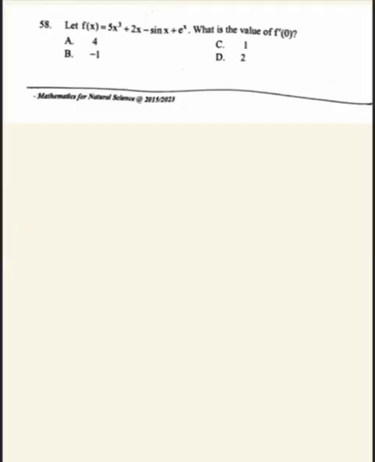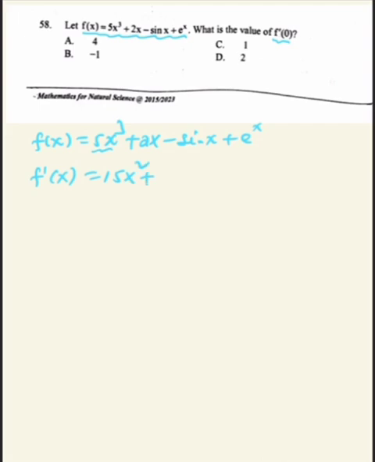58ኛው ጥያቄ ጋር ስንመጣ: given the function, let this is our function, what is the derivative of this function at 0 ይላል. so the function is f of x is equals to 5x cubed plus 2x minus sin x plus e the power of x ነው. so የዚህ derivative የሚሆነው: the derivative of 5x cubed is 15x squared, the derivative of 2x is 2, minus the derivative of sin x is cos x, and the derivative of e the power of x is e the power of x itself.